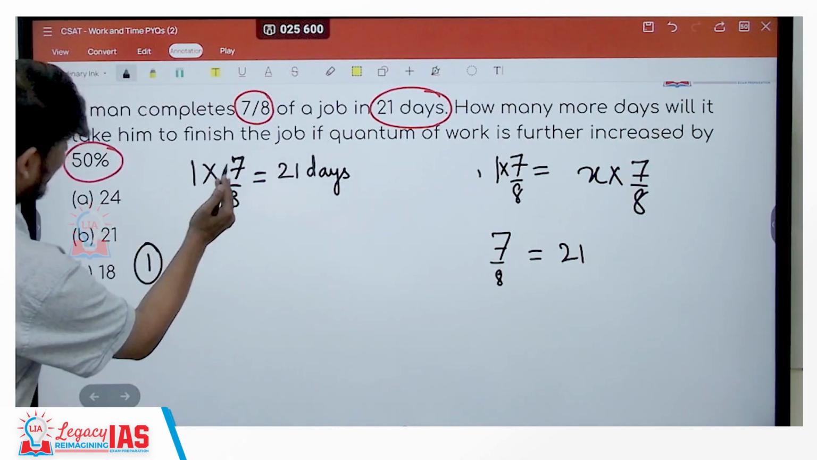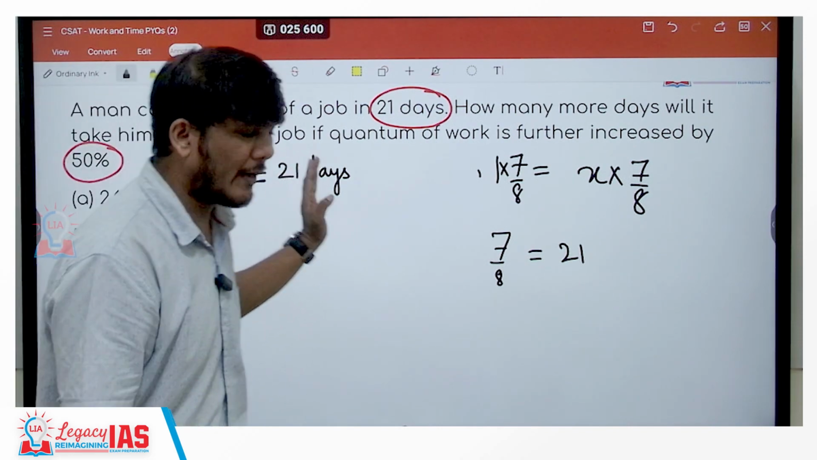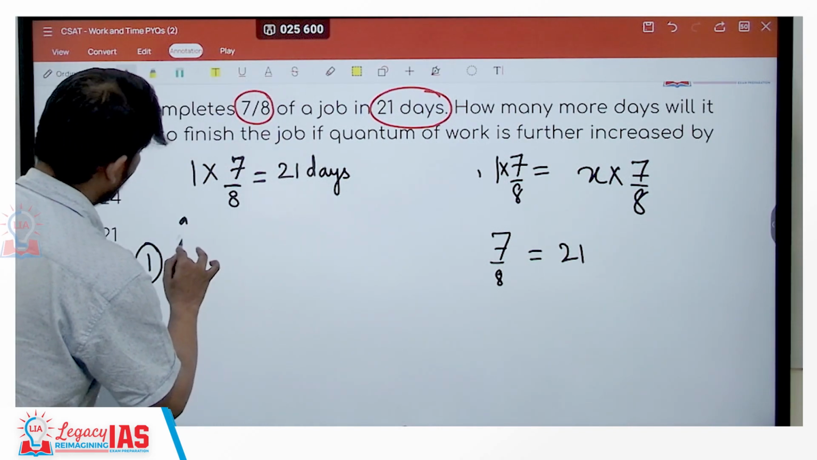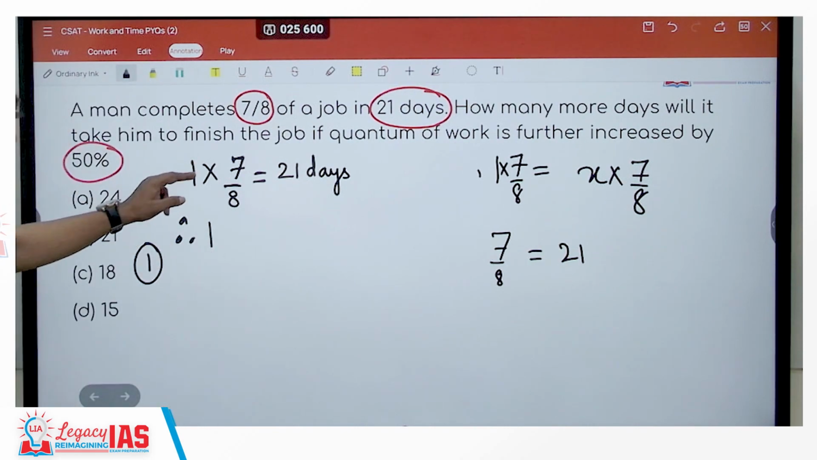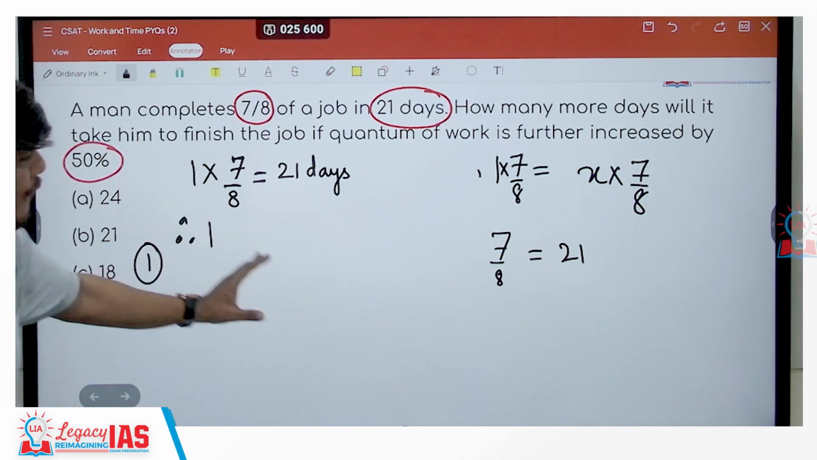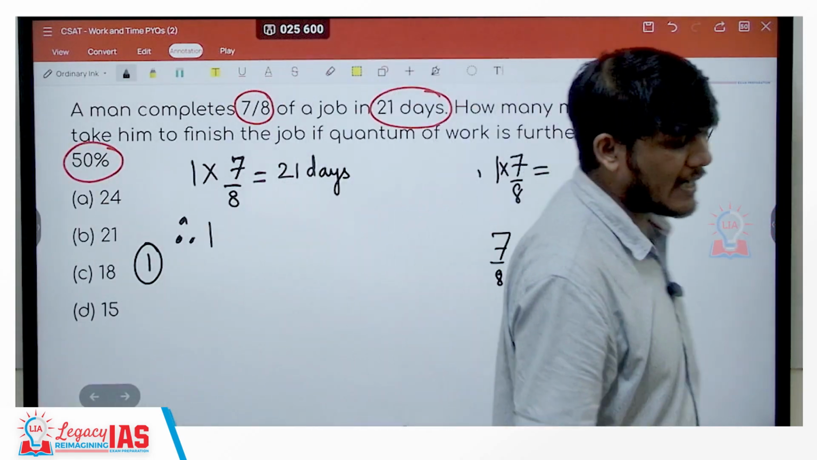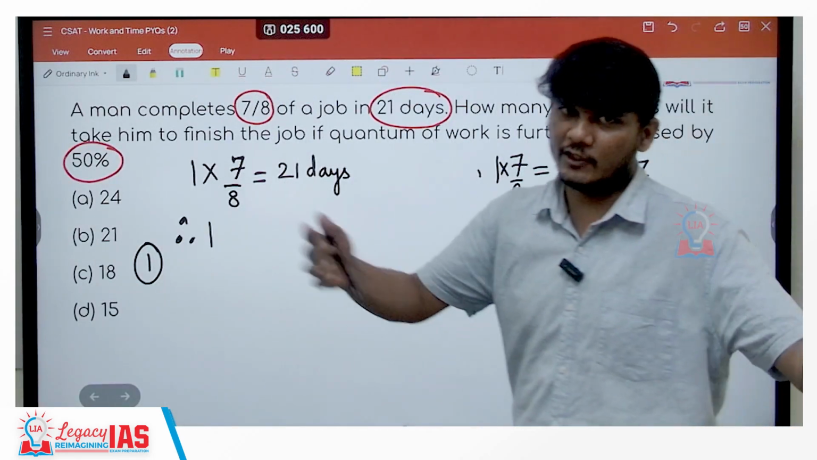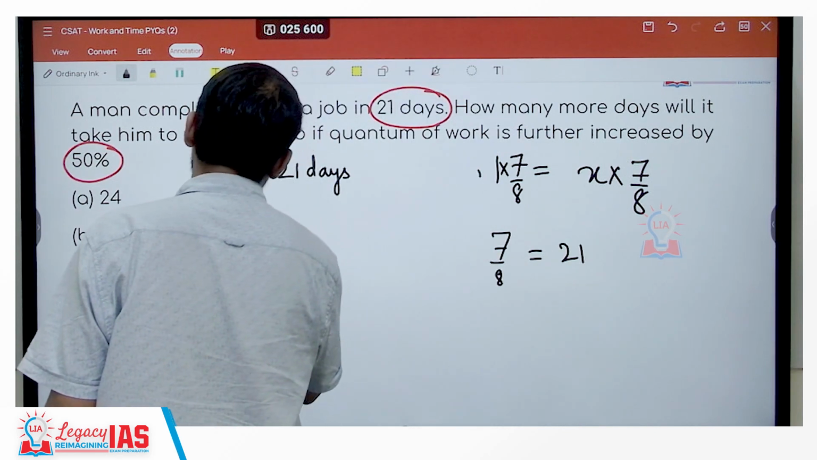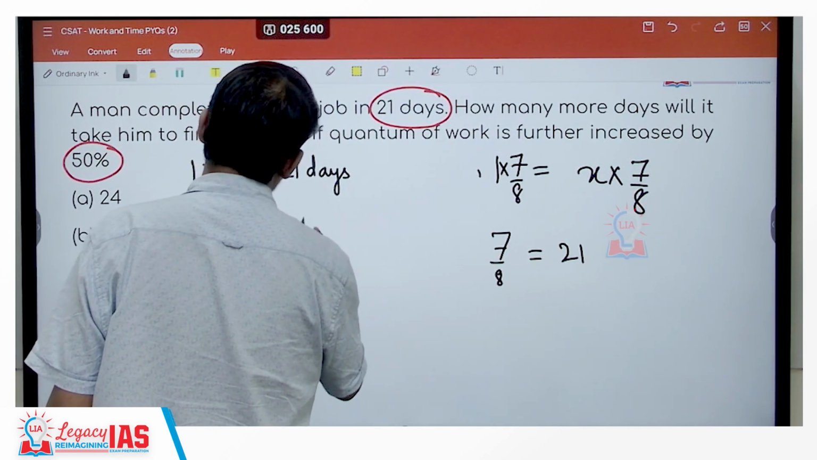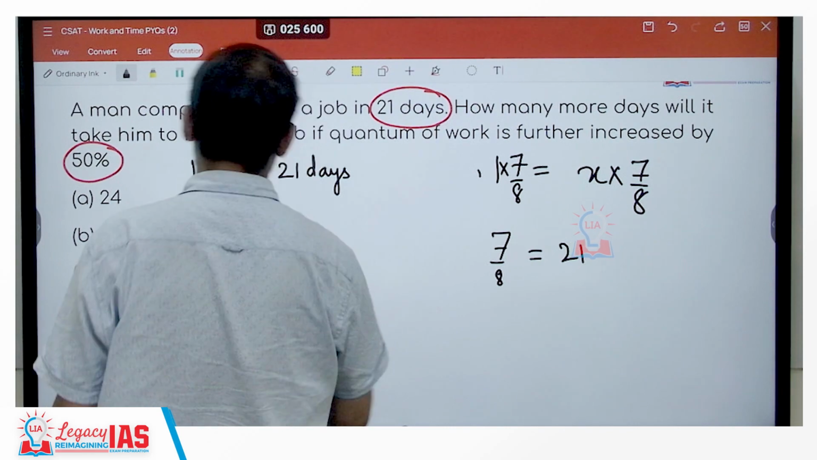So if 7 by 8 of the work is getting done in 21 days, you keep this 1 over here only. Take this entire fraction to the right hand side. When you take the entire fraction to the right hand side, the denominator and numerator will change places. It will become 21 into 8 by 7. Right?